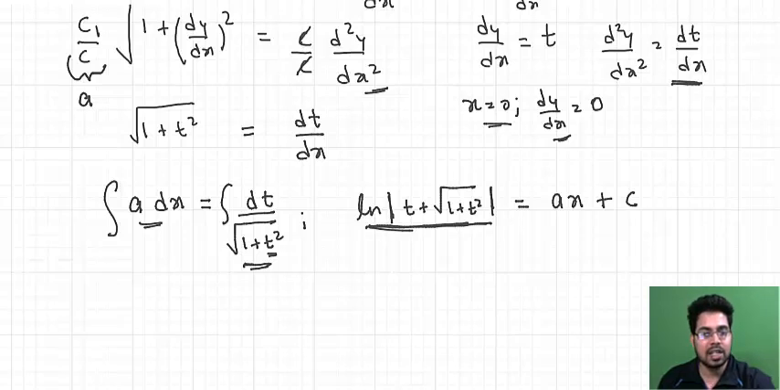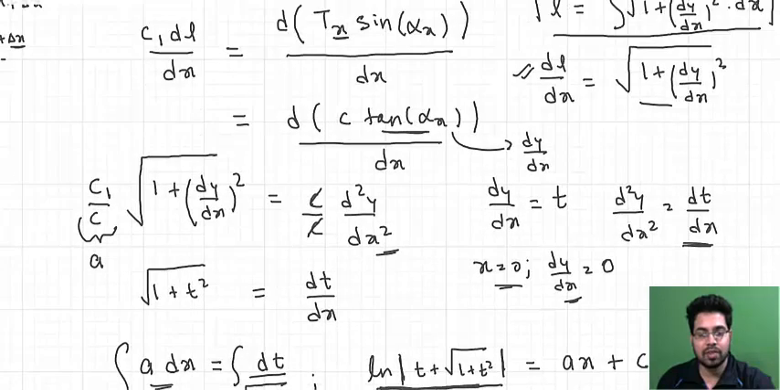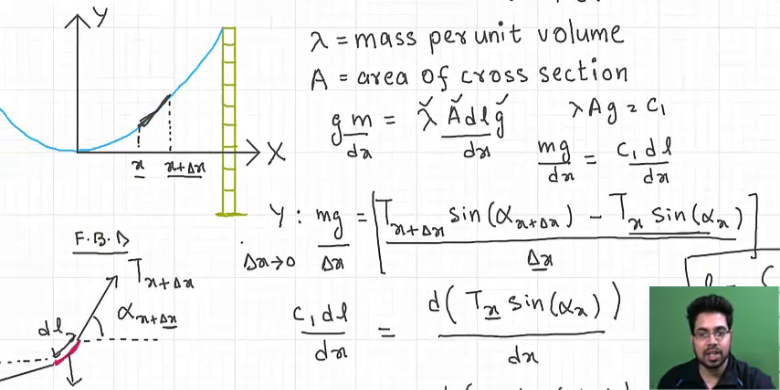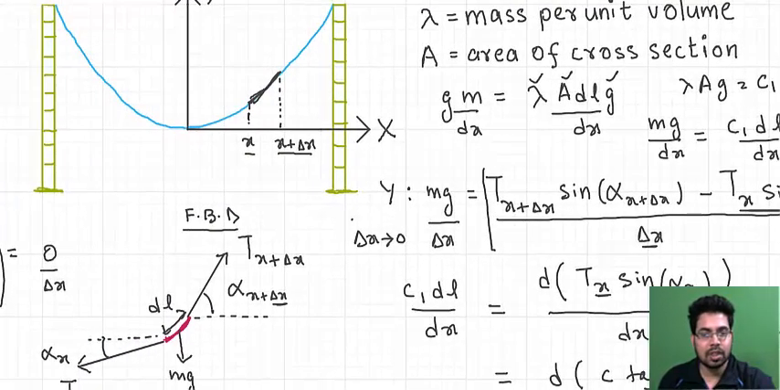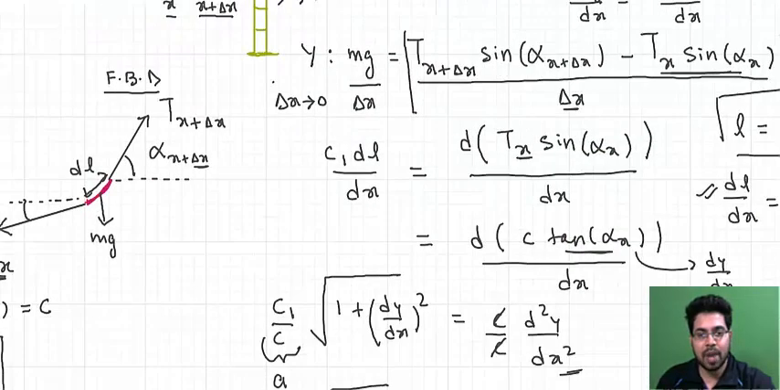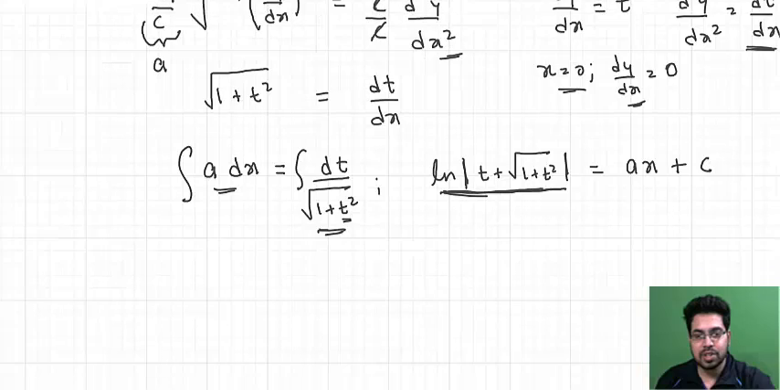And we can easily check this. Obviously, if I draw a slope over here, it is going to be parallel to the x-axis. So obviously dy by dx is going to be 0 at this x equals 0. Fine. So let's go back to the final equation.